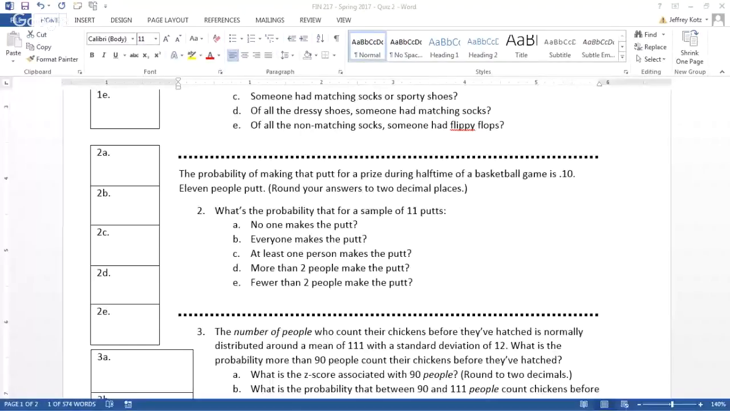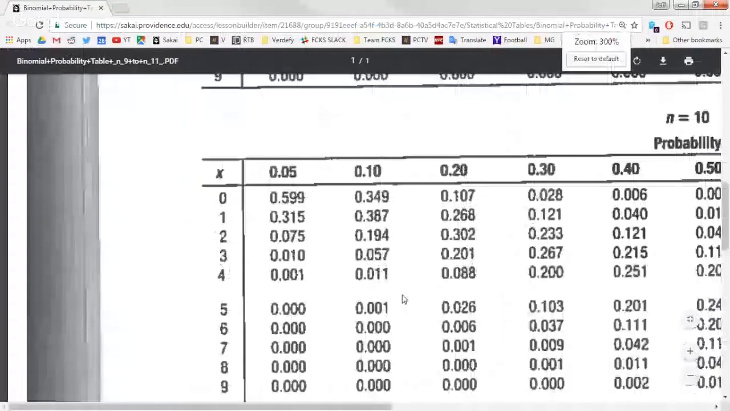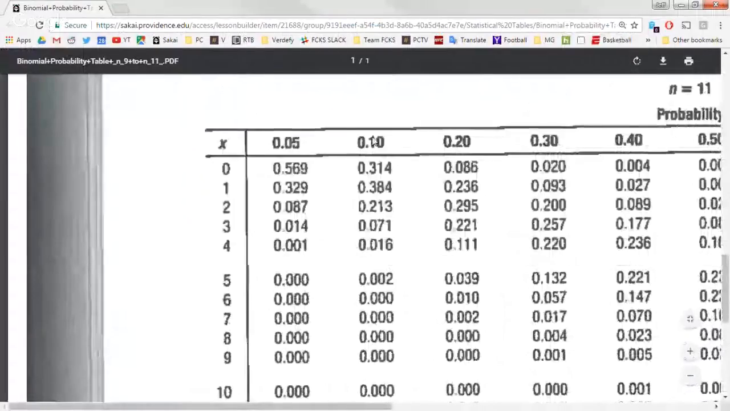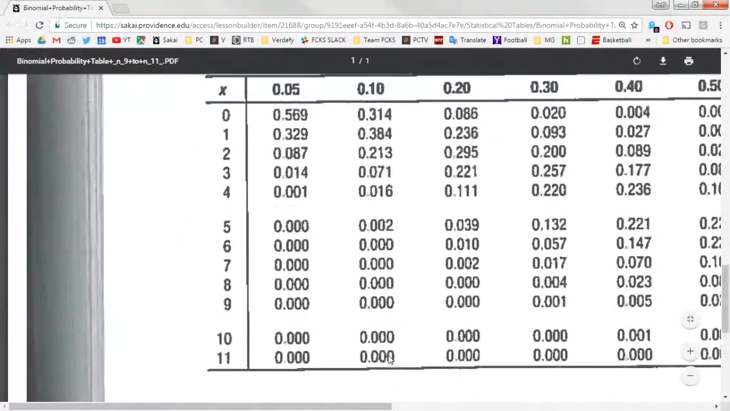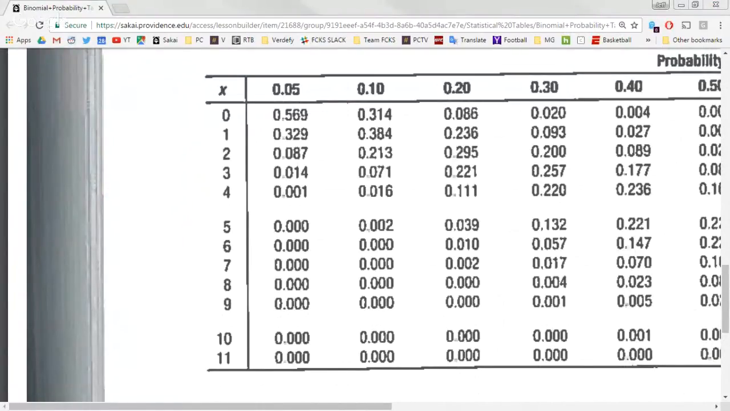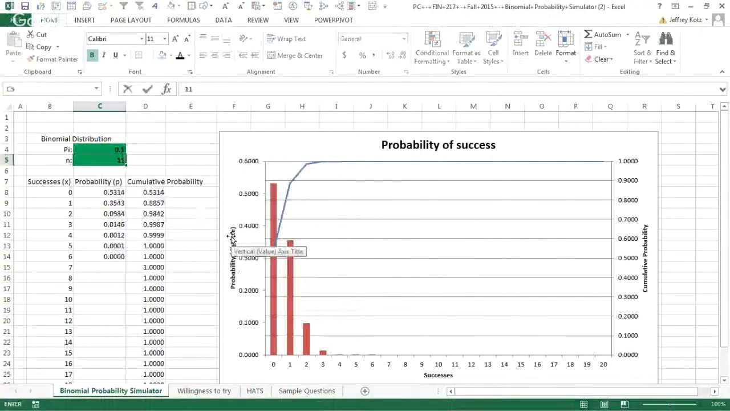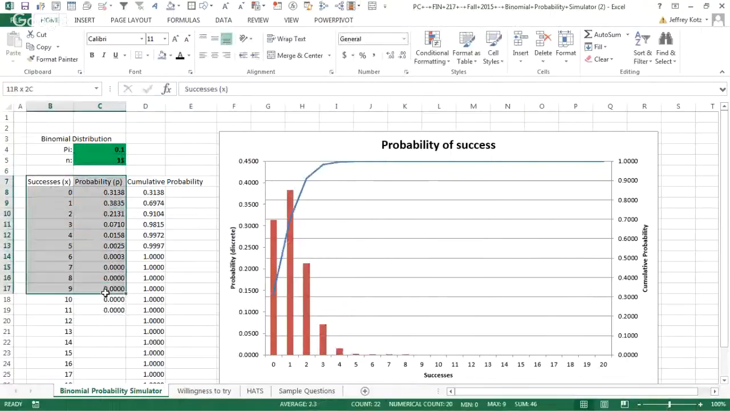So to put it another way, we have a binomial probability experiment where n equals 11 and pi is 0.1. So this is the only column of numbers we really care about. If I happened to have my binomial probability tool handy, boom, I can say pi is 0.1 and n is 11. And now Excel will do the math for me.